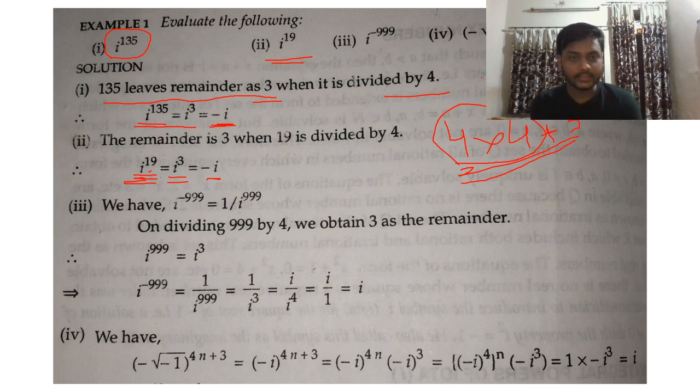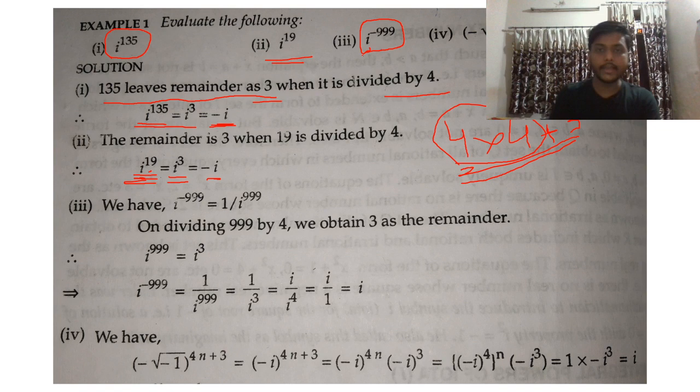Let's have some more questions, and then we will be moving forward with the properties, the algebra of our complex numbers. So we have i to the power minus 999. That's the next expression, i to the power minus 999. That's what I have here.